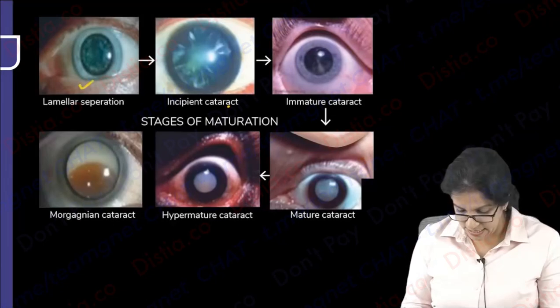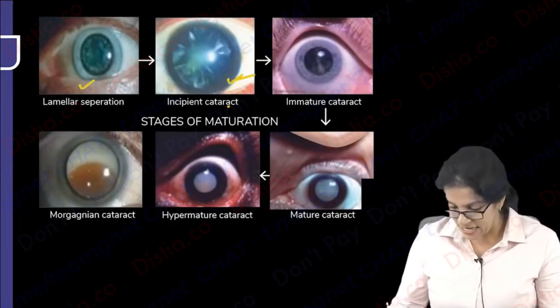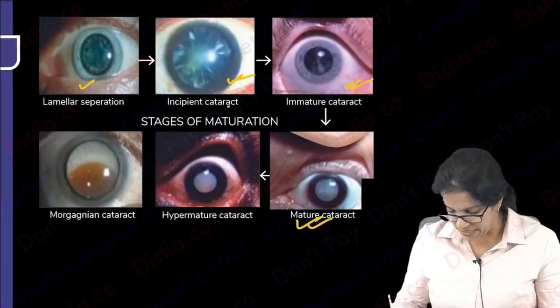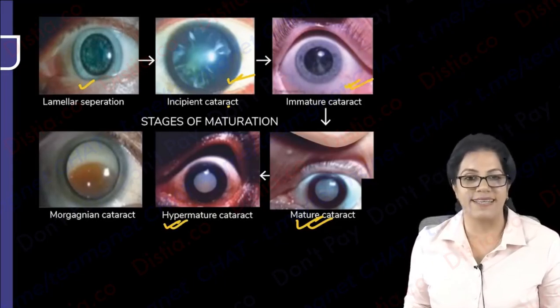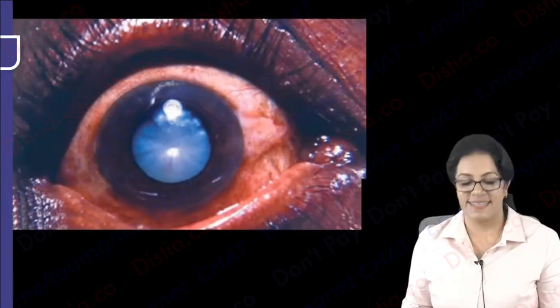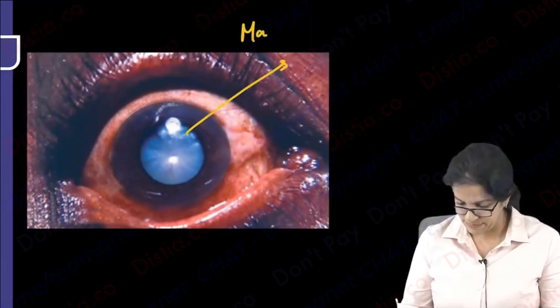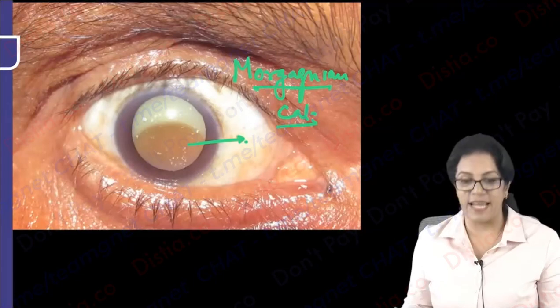Can you see that? So when there are spokes, it becomes incipient. Correct? Immature means there are cataractous opacities which later become mature. This is your hypermature, and now you can very well know about hypermature Morgagnian. Let's see the next slide. Again, this seems to be a mature cataract here. You want to write it? You can write it. This one I showed you earlier also. This is your Morgagnian cataract.